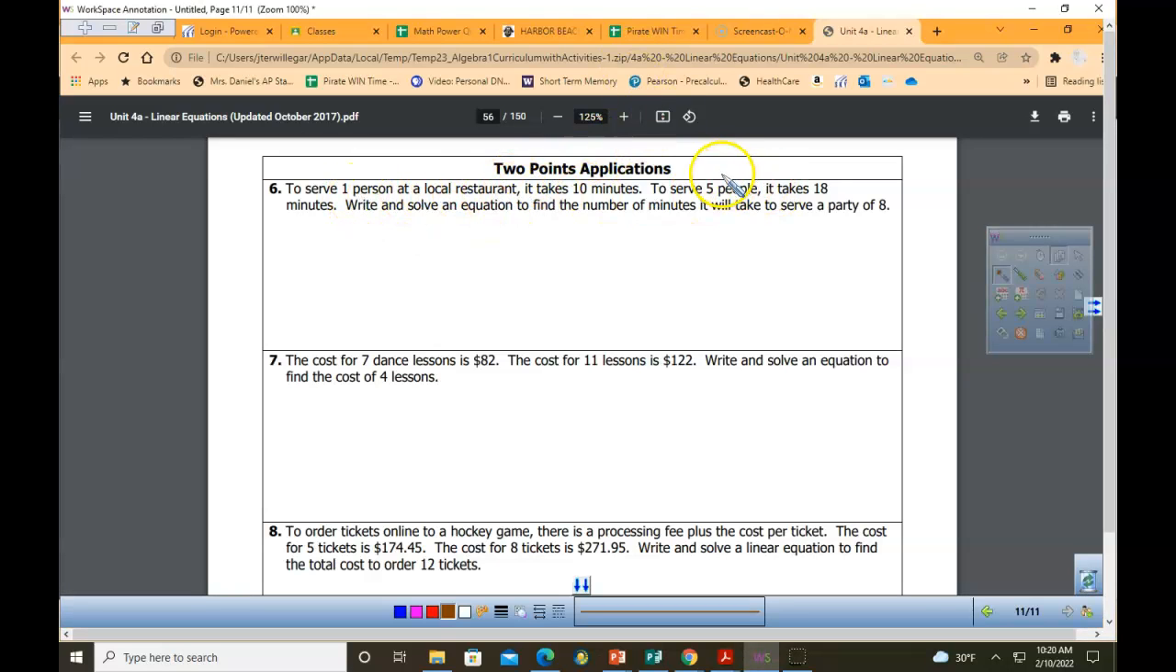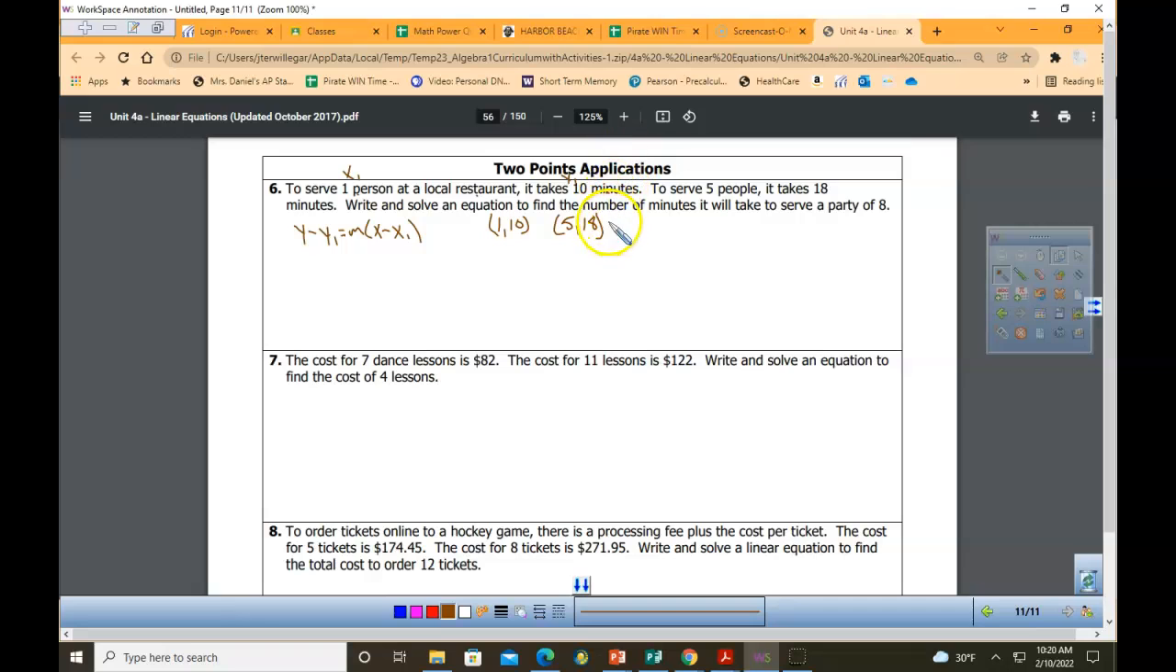This is going to be 2 points, so we're going to find slope first, and then we're going to use the y minus y1 equals the slope times x minus x1. So to serve one person at a restaurant, it takes 10 minutes. So that's an x1, y1. That's 1 point, right? 1, 10. One person's 10 minutes. To serve 5 people, it takes 18 minutes. So that's my next point, 5, 18. So how many minutes will it take to serve a party of 8?